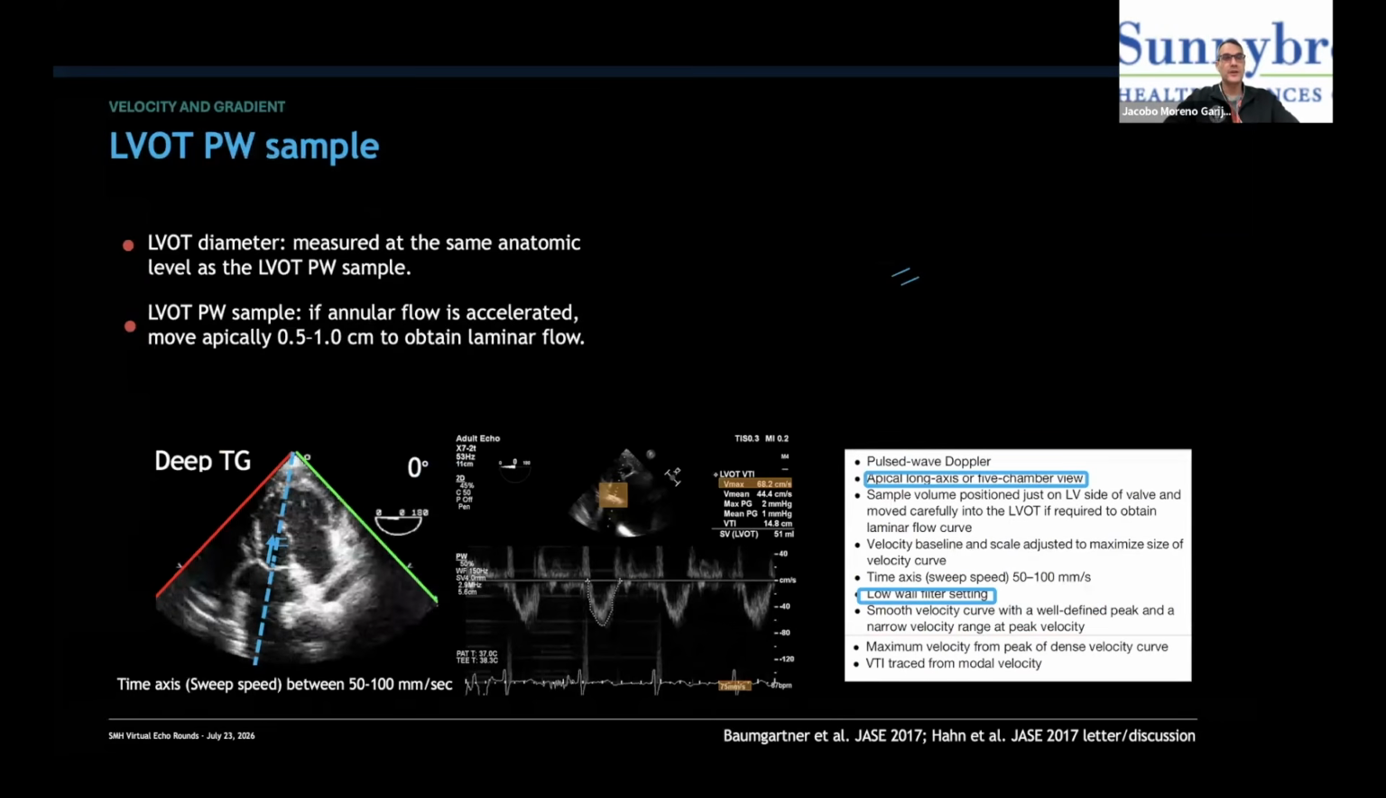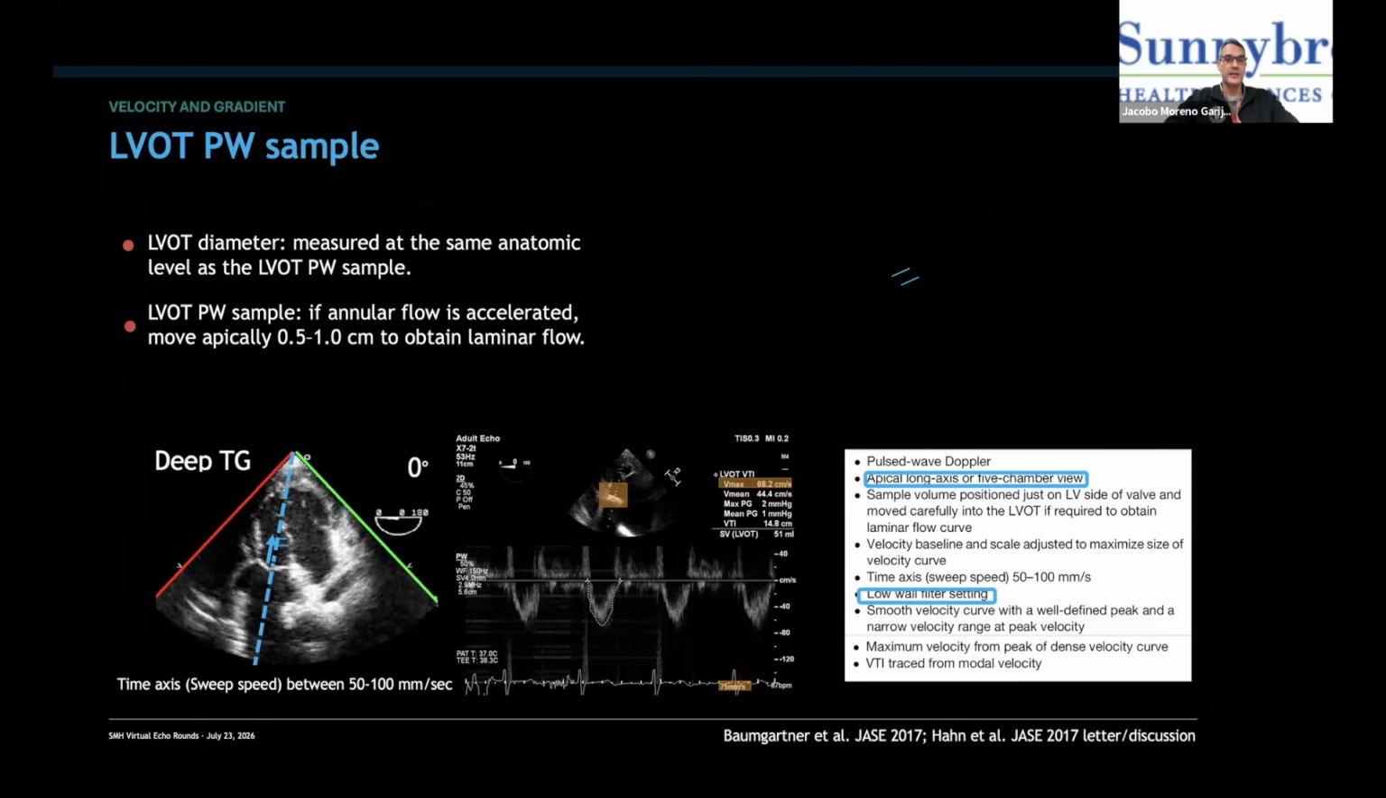So when we are doing the LVOT pulsed-wave Doppler sample, again, measure at the same anatomic level as the LVOT diameter, right? One of the recommended views is the deep transgastric view, because you can align very well with your aortic valve. And then what you need to remember is to set your low wall filter setting, and that's the equivalent to your apical five-chamber view in transthoracic.